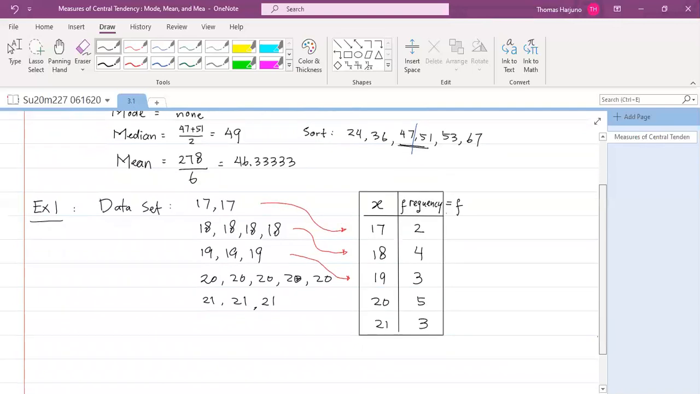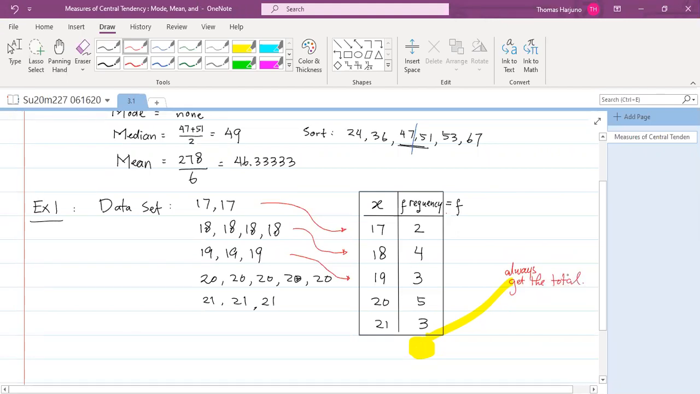Now for every grouped data frequency distribution, you always need to get the sum. Always get the sum. Okay, what will that be here? 17?